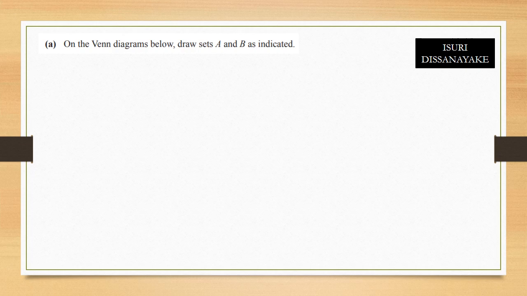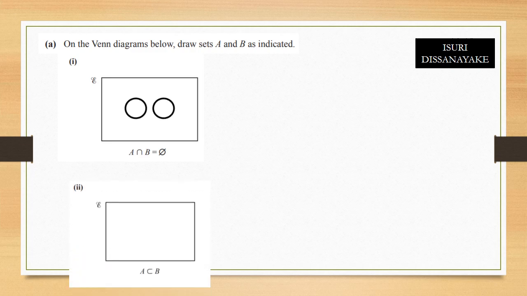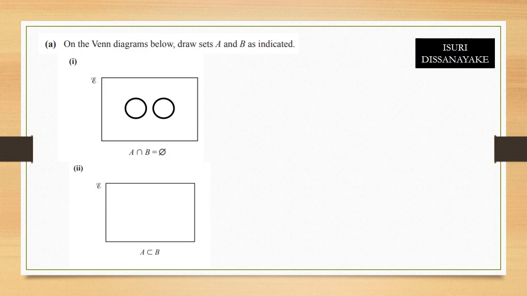On the Venn diagram below, draw sets A and B as indicated. So it says A intersection B is a null set or a disjoint set. So we have to draw the two circles separately. Next one, A is a subset of B. So A is included in B. We have to draw A inside B.